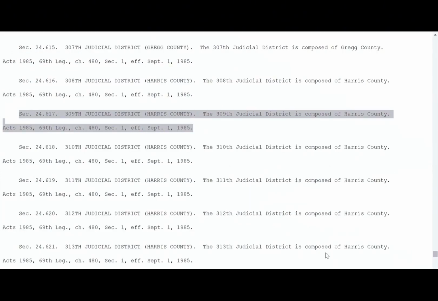Section 24.617 of the Texas Government Code, 309th Judicial District, Harris County. The 309th Judicial District is composed of Harris County, and that was legislated September 1, 1985. So now we know what a district court judge is, right?